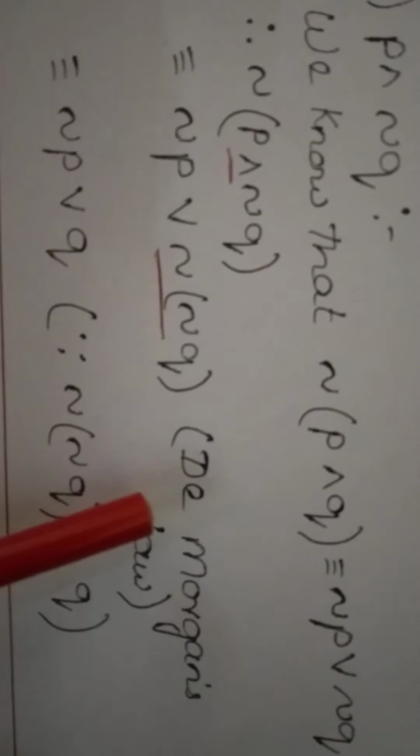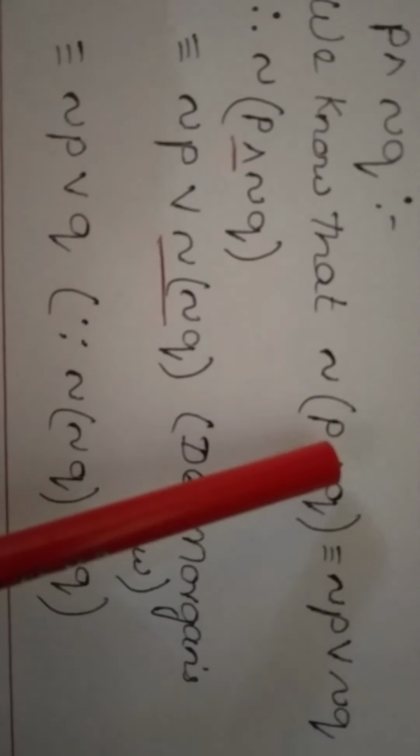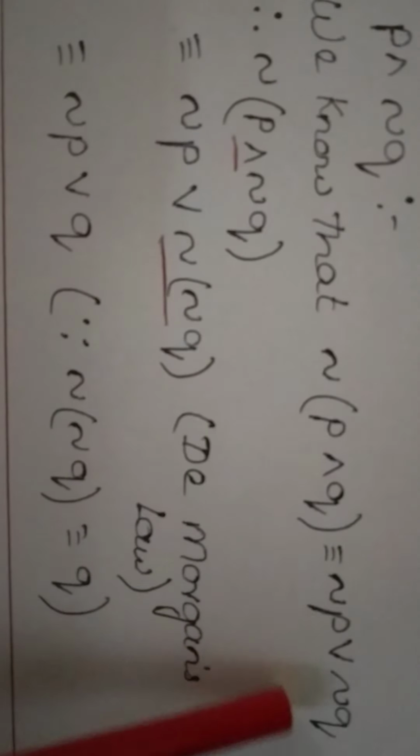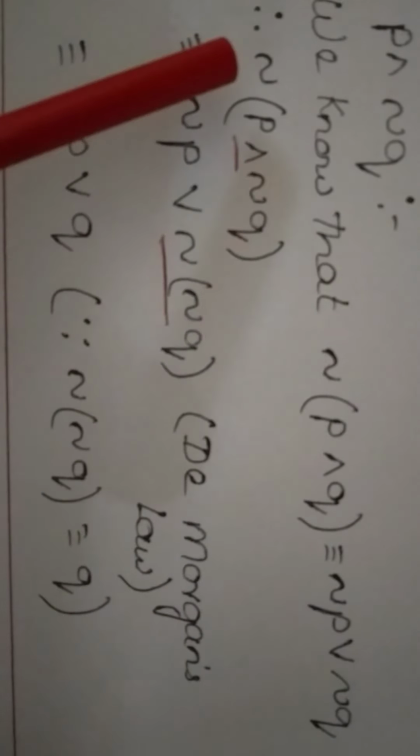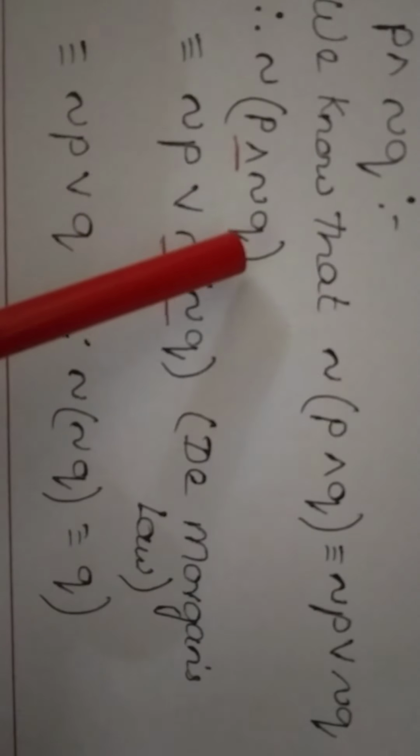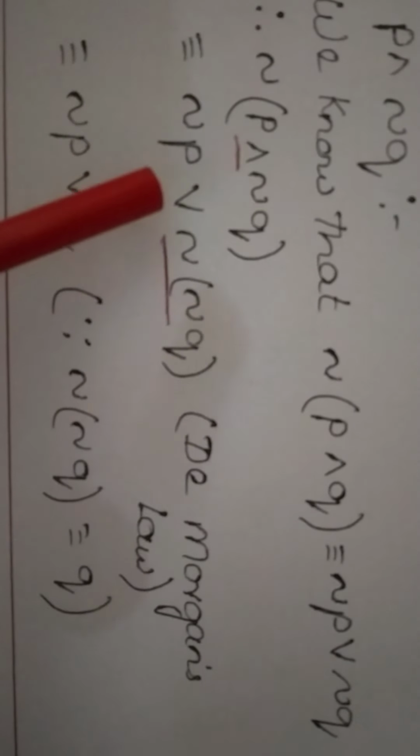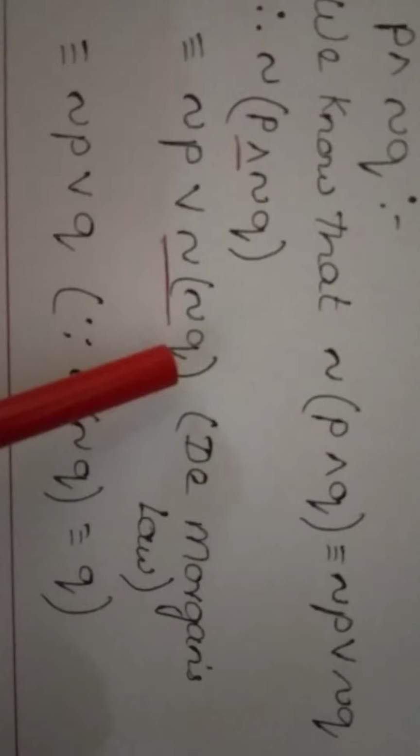P and not Q, the negation of P and not Q. Now whenever we find the negation of a conjunction or disjunction, we write the reason as De Morgan's law. Now we know that the negation of a conjunction, that is the negation of P and Q, is not P or not Q. Therefore the negation of P and not Q is not P or not Q.